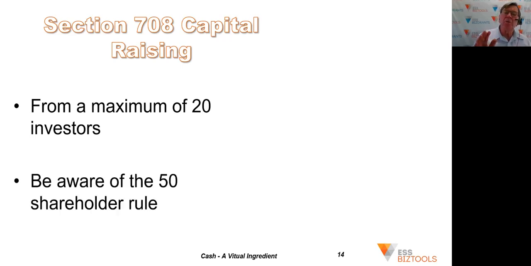And what you need to be aware of is that it's a private company, so there is a 50 shareholder limit. So if at the start of the year you had 40 shareholders, obviously you can only have 10 new shareholders. Some of the original 40 can contribute more capital, but you can't get 20 new ones because you're going to exceed the 50 shareholder limit. So Section 708 can have its limitations, and the maximum amount of money that can be raised is $2 million. But it comes in handy.